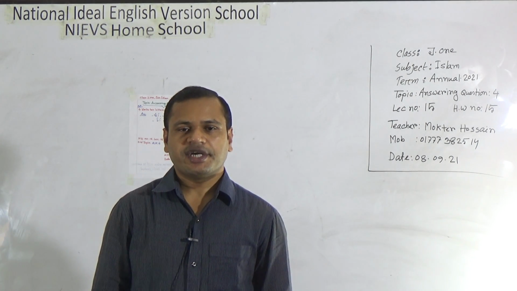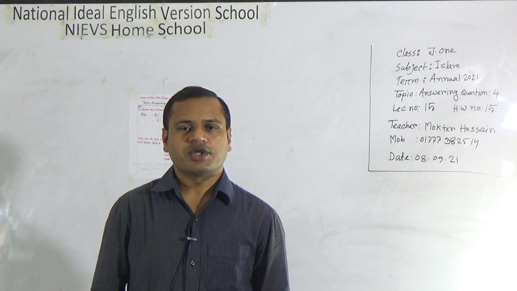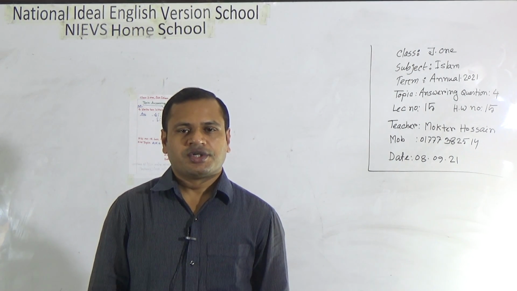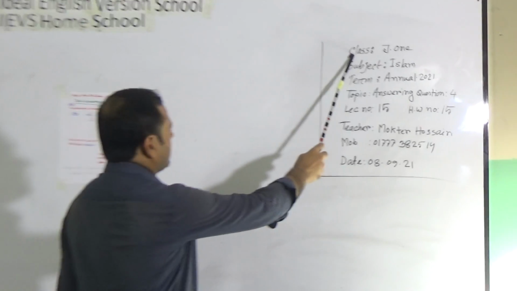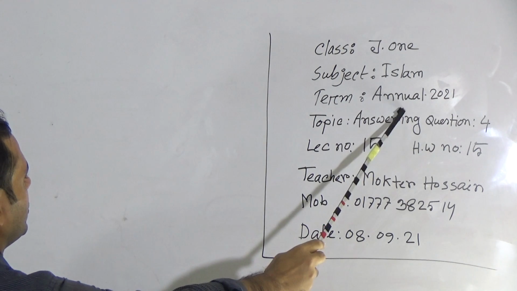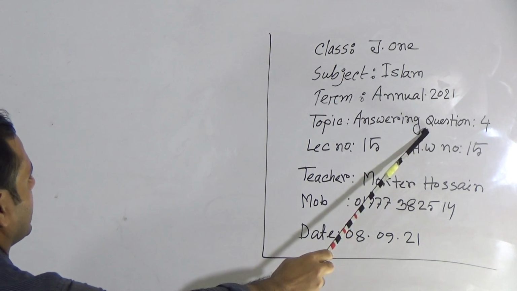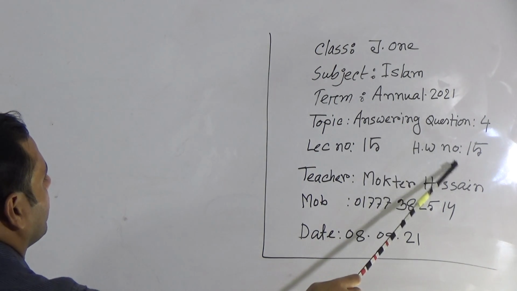Today I am going to take an Islamic Studies class for the students of class Junior 1, and our today's topic is answering question number 4. Dear students, let's see the board. Class Junior 1, subject Islam, term annual 21, topic answering question number 4, lecture number 15, SW number also 15, and today's date.